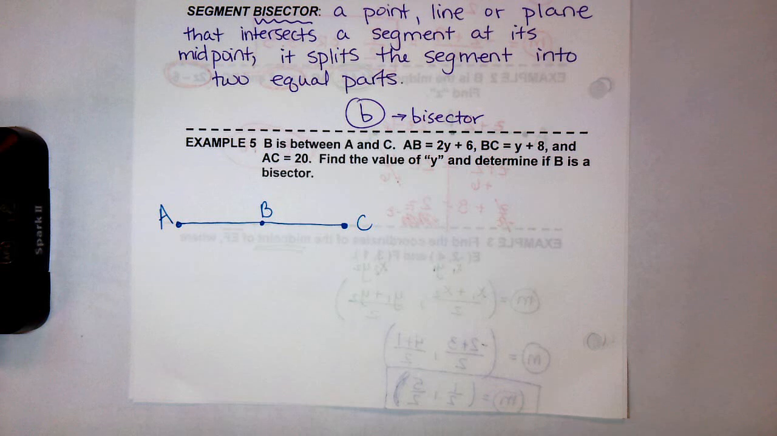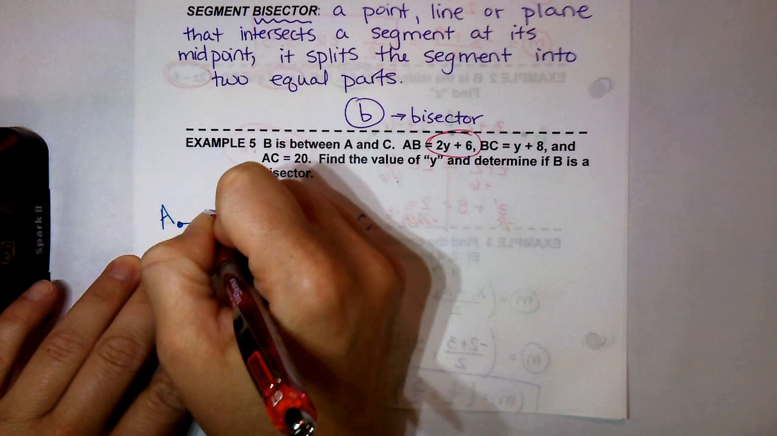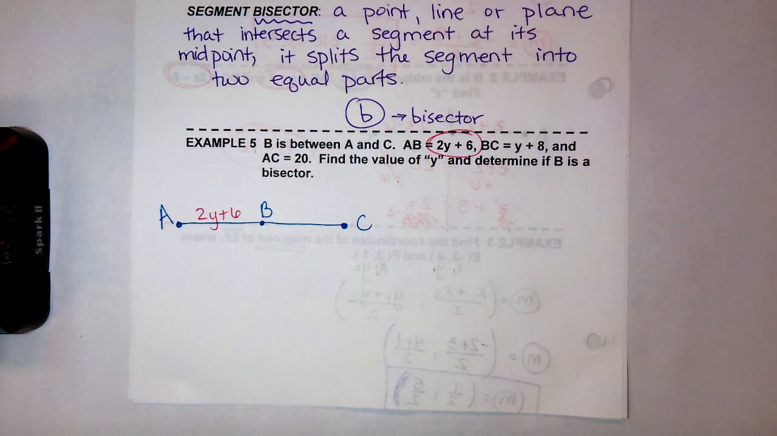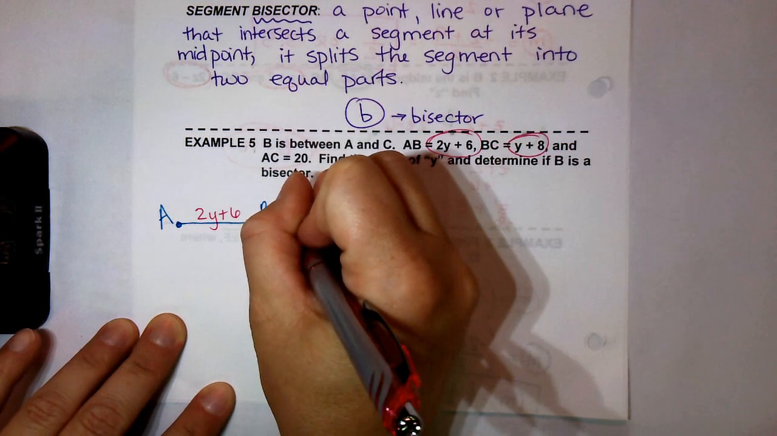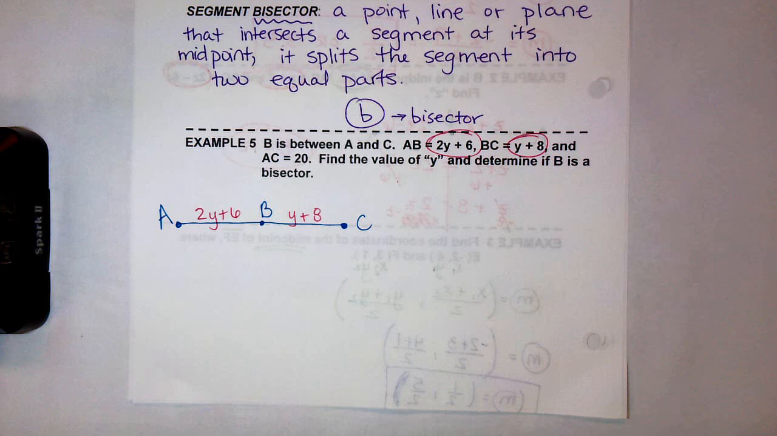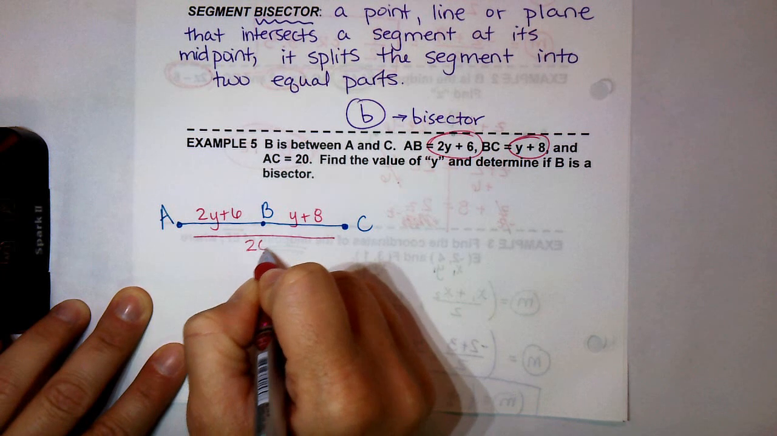This one's just like all our other ones. Let's label our picture, right? So what does it tell me to put in between A and B? 2y plus 6. And then from B to C, y plus 8. And then this time it did give me a total. So from A to C, the whole length is 20.